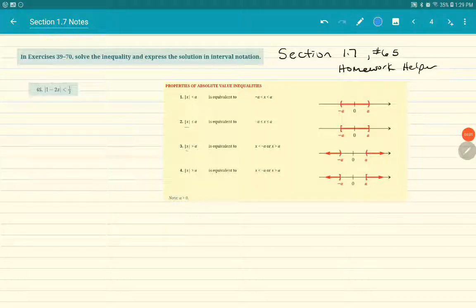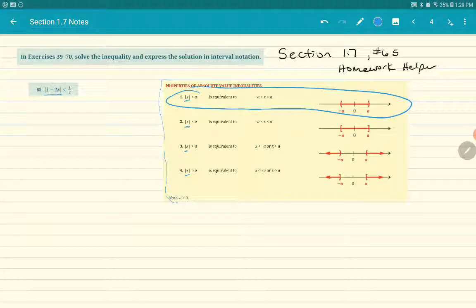In number 65, we are going to solve this inequality. So I'm using the properties of absolute value inequalities in order to solve that. So the first thing I need to do is isolate the absolute value on the left, which you can see is already done. So then I look at which one of these properties this one looks like, and that is a strictly less than, so that's property 1.